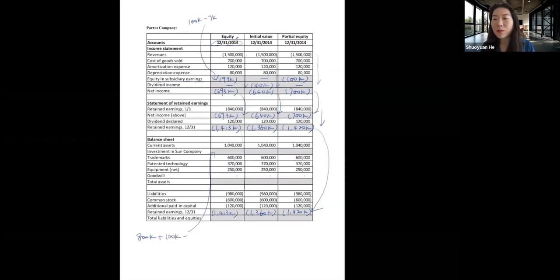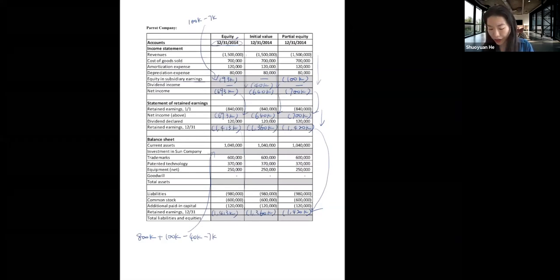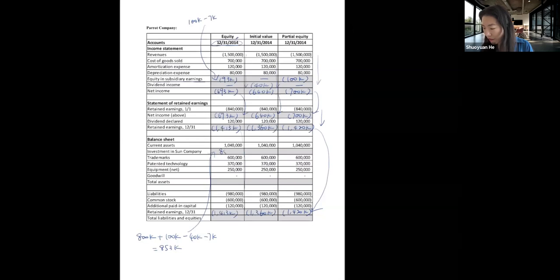Minus all of the subsequent dividends. Because we're only in the first year, we only take out the first year dividend. And then minus all of the subsequent amortization. Also because it's the first year, we just take out 1 year of amortization. And this will give you 853,000. So that is the balance for your investment account at the end of the first year.